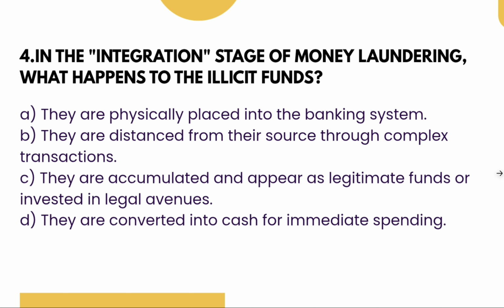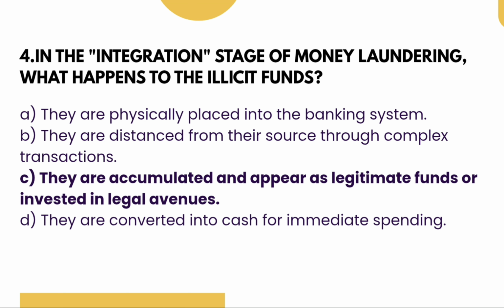Next, in the integration stage of money laundering, what happens to the illicit funds? A. They are physically placed into the banking system. B. They are distanced from their source through complex transactions. C. They are accumulated and appear as legitimate funds or invested in legal avenues. D. They are converted into cash for immediate spending. The answer is C. They are accumulated and appear as legitimate funds or invested in legal avenues.